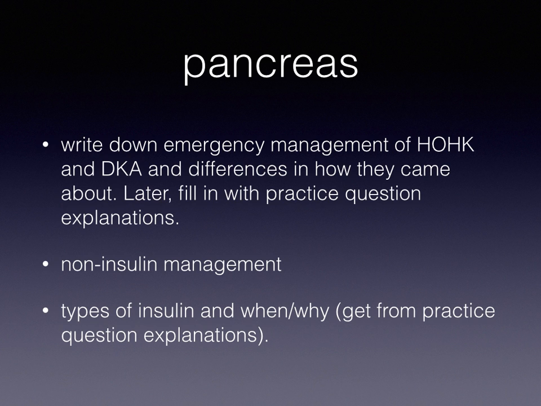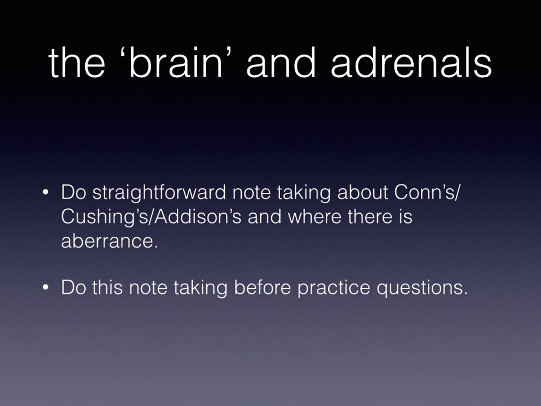So I just waited until I was done with the practice questions, and I took notes from that and filled that in. So my third page was for the brain and adrenals, and I did straightforward note-taking about Conn's, Cushing's, and Addison's, and where there's a problem, like what the source of the aberrance is and the sequence of the tests. And I did this all before doing the practice questions.